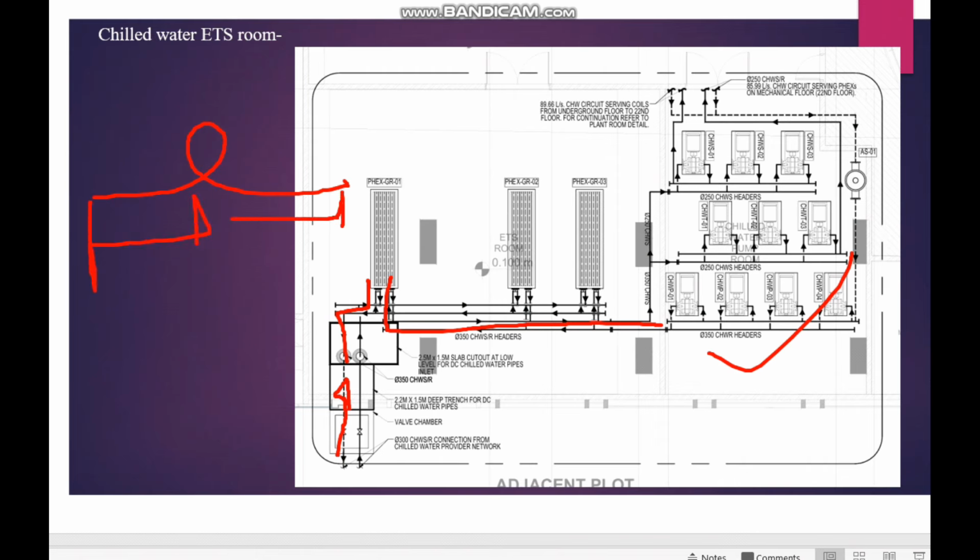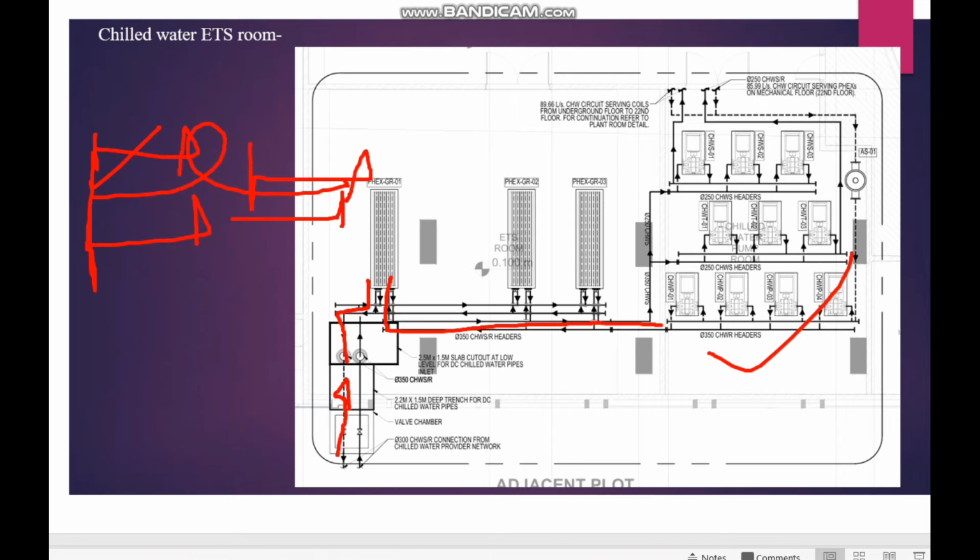inlet and outlet clearance. Some manufacturers will say I need a minimum of 5D clearance on the front side. 5D means 5 times the inlet pipe diameter they have to provide on the suction side. On the discharge side also they will ask for a minimum clearance, so you have to ensure that the minimum clearance is available.